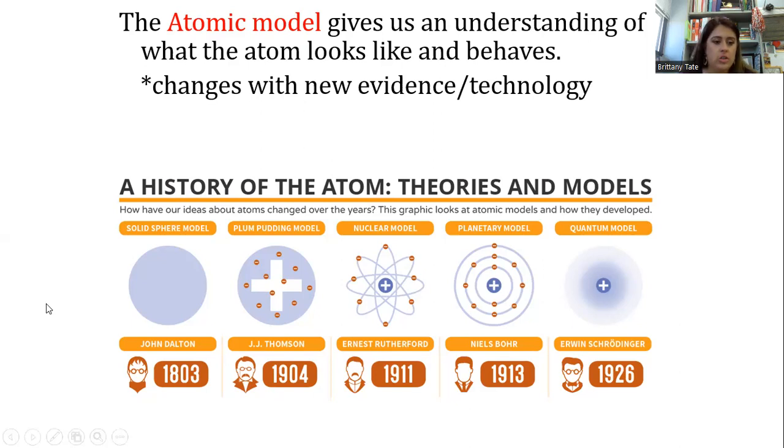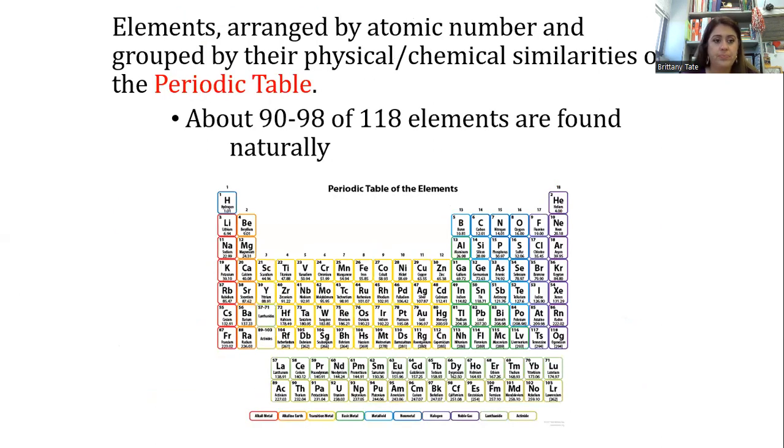So this shows you the history of that information. So you have a solid sphere, the plum pudding model, the nuclear model, the planetary, and what we have now. You don't have to remember each of these, but you do need to remember that the model tells us how atoms are arranged and what they look like. And then they have changed over time as new evidence was gathered due to technology.